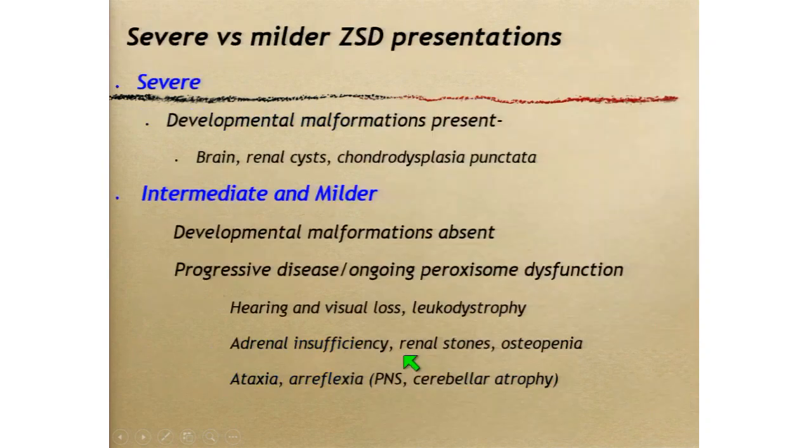leading to death. And so I think what I want to have you appreciate today is that in the severe versus milder Zellweger spectrum presentations, in the severe form, we can always pull those cases out because developmental malformations will be present, and those will include malformations in the brain, renal cysts, chondrodysplasia punctata, and those kids in general do not have a long lifespan and pass away before 1 year of age, mainly because of the defects in the neuronal architecture.